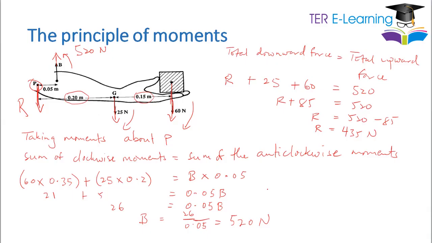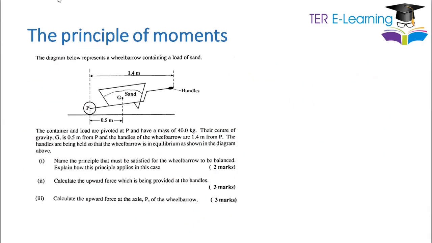So let's do another example. So in this one here, we have the diagram shows a wheelbarrow containing a load of sand. The container and the load are pivoted at P and have a mass of 40 kilograms. Their center of gravity is 0.5 meters from P and the handles are 1.4 meters from P. So basically everything they're giving you here is on the diagram.